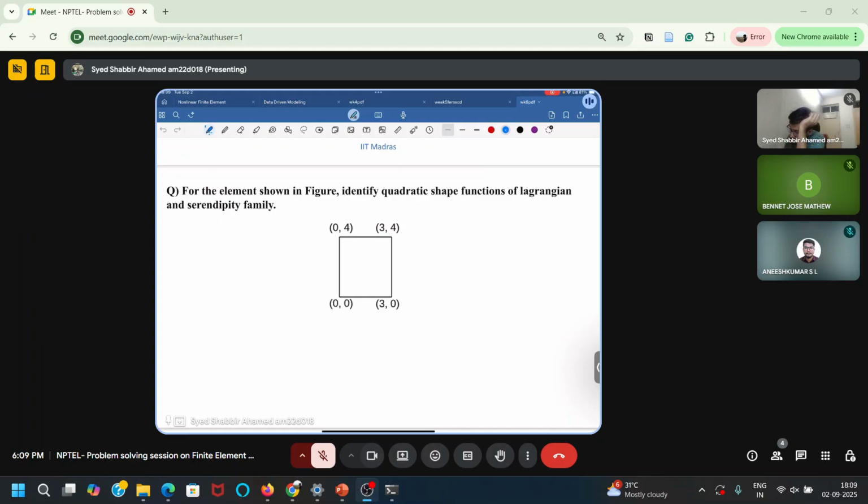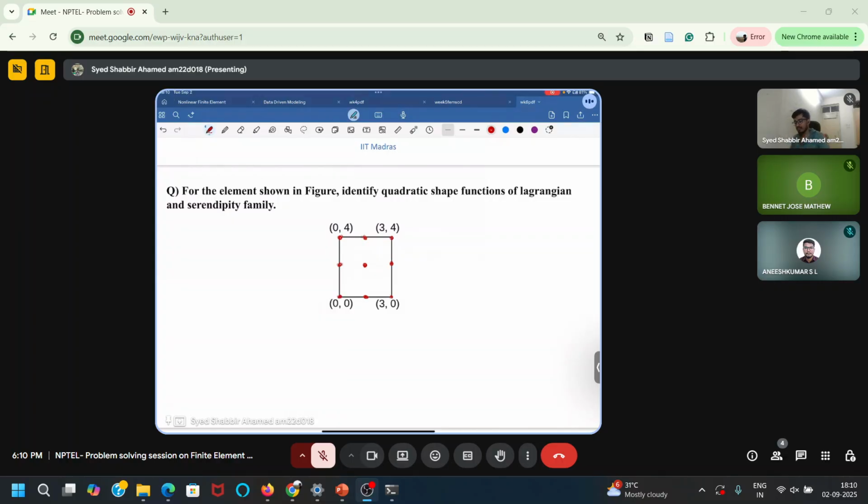Serendipity family and Lagrangian family are different sets of shape functions that we can obtain using these two methodologies. In Lagrangian, if I want a quadratic shape function, I'll take all four vertices of the quadrilateral, plus the middle of the edge nodes, and one internal node at the center of the quadrilateral. So I will take a total of nine nodes.